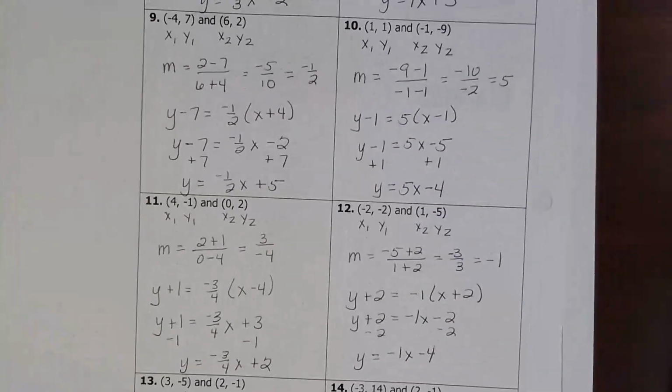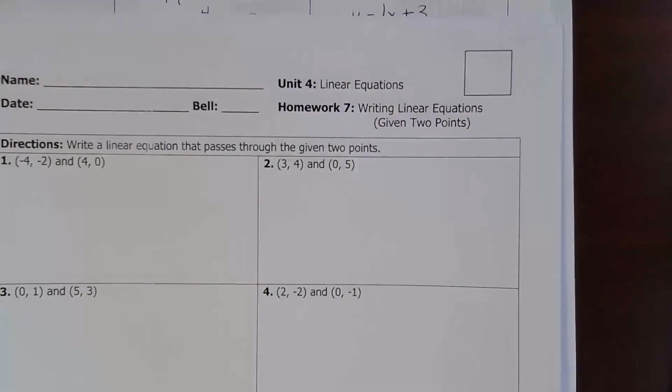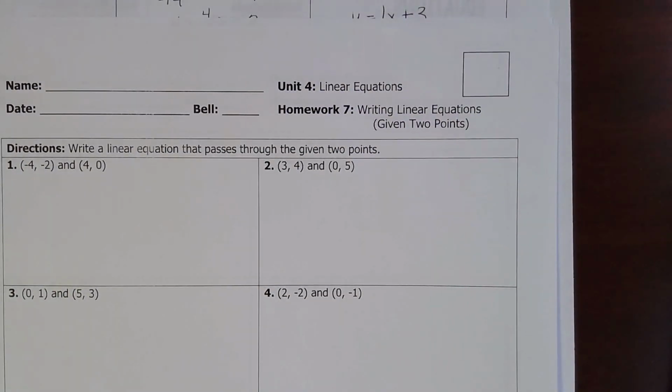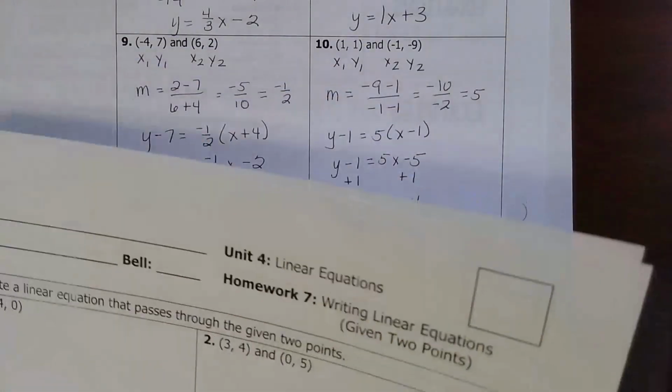All right, your homework is homework 4.7, writing linear equations given 2 points. There's 10 problems. You get to do all 10. When you get stuck, let me know.